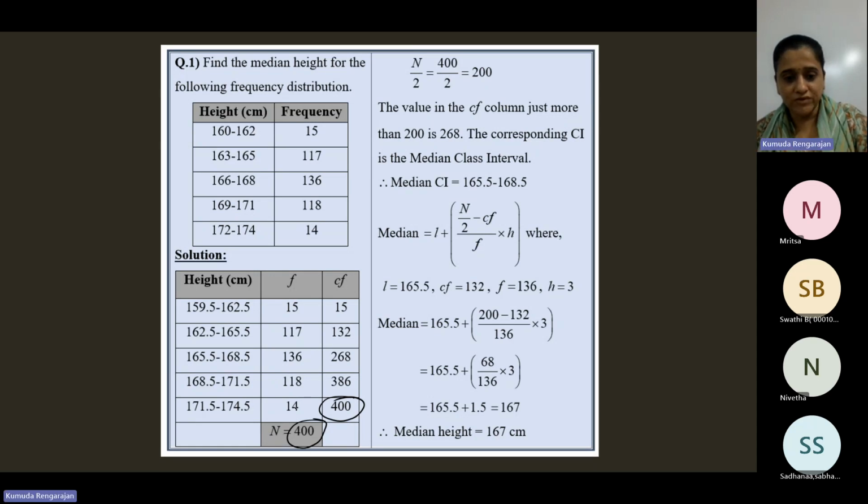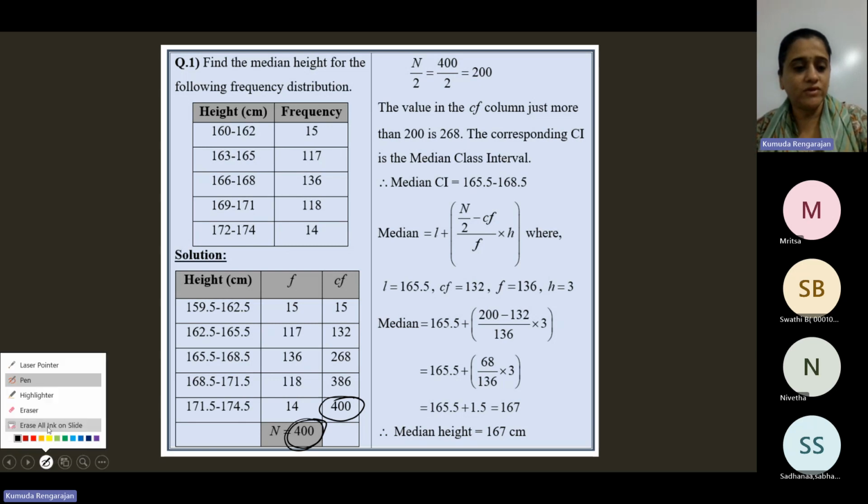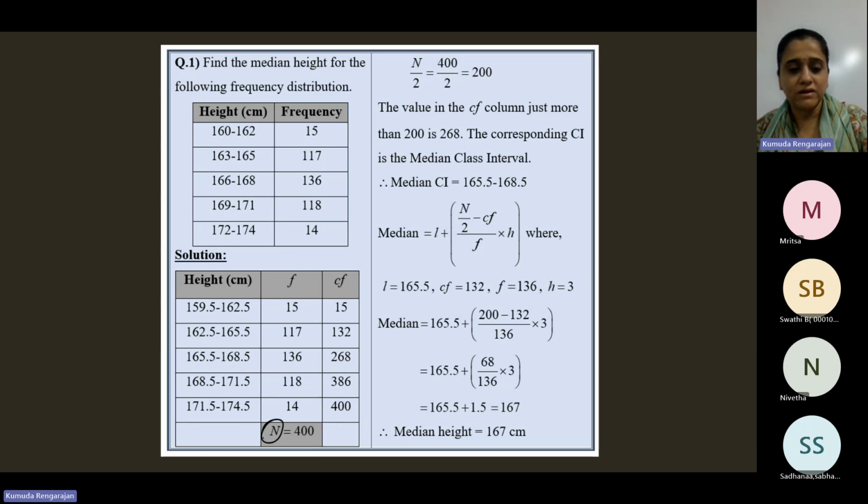Okay, so see the total of the frequency column is 400. What is N? Sigma Fi. The total of the frequency column, N. N means total of the frequency column is 400. And the last cumulative frequency is also 400.